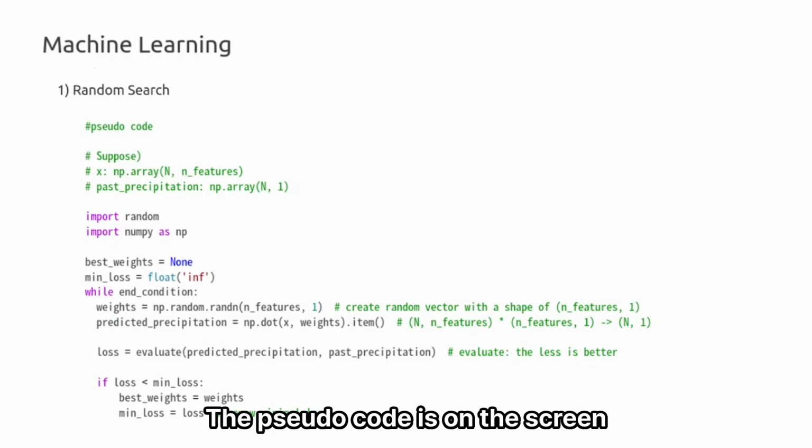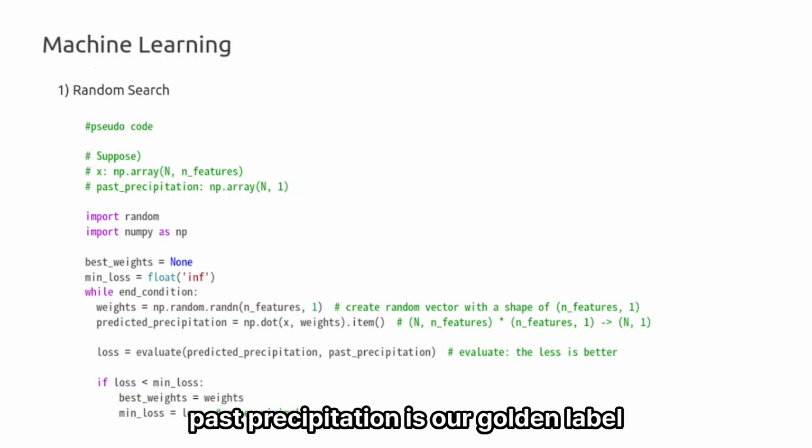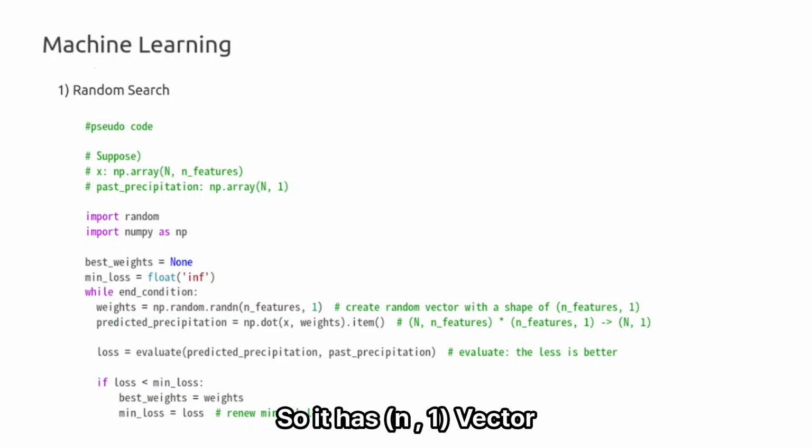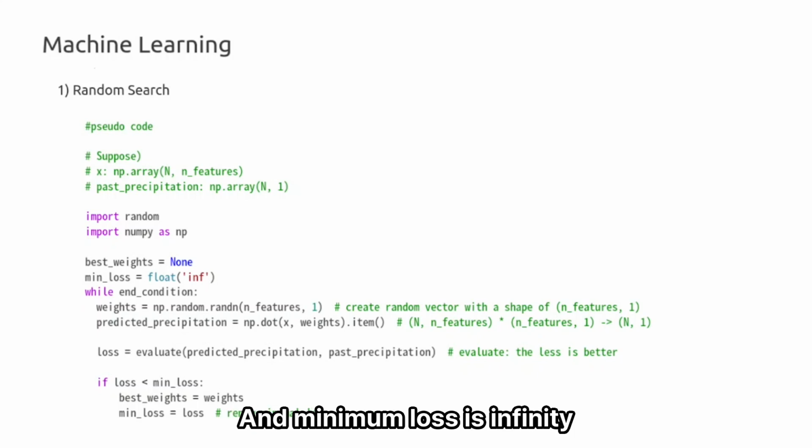The pseudocode is on the screen using Python. Suppose we have n past data. The past data is named X, an n by number of variables matrix, and past precipitation is our golden number, so it is an n by 1 vector. First, we define best weight and minimum loss. Best weight is null and minimum loss is infinity. And we set the end condition, like maximum iterations.